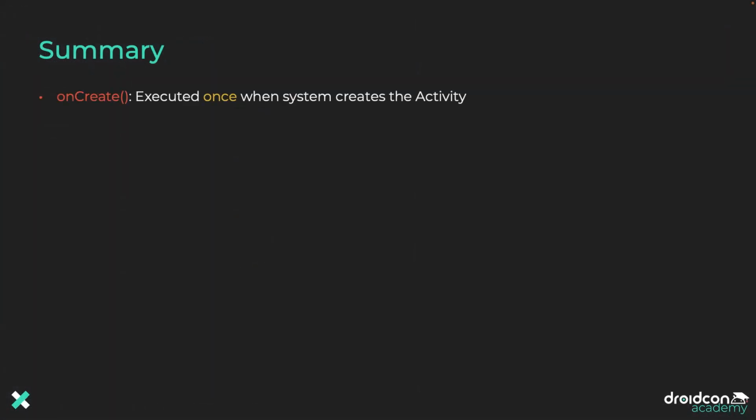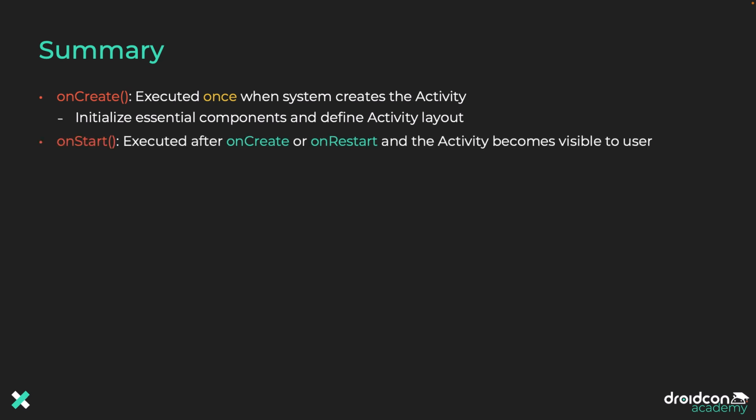So to summarize, the onCreate method is executed only once when the system creates the activity for the first time. Remember, only once. So within this method, we usually initialize essential properties, values, and even define the UI. Then comes the onStart method, which gets executed either after execution of onCreate or execution of onRestart. Here, the activity just gets visible to the user. So you may use this method to initialize code that updates the UI.